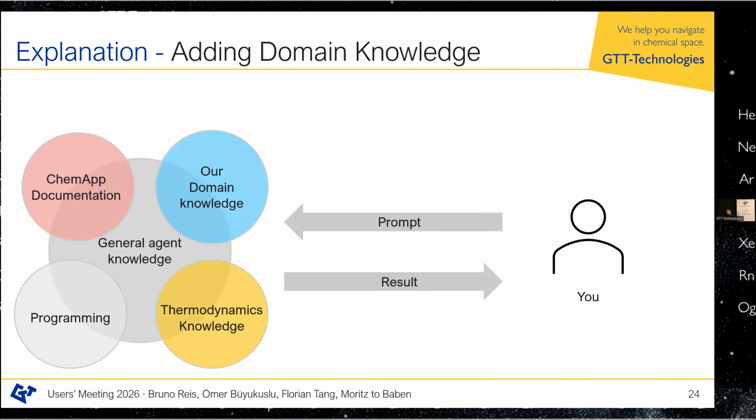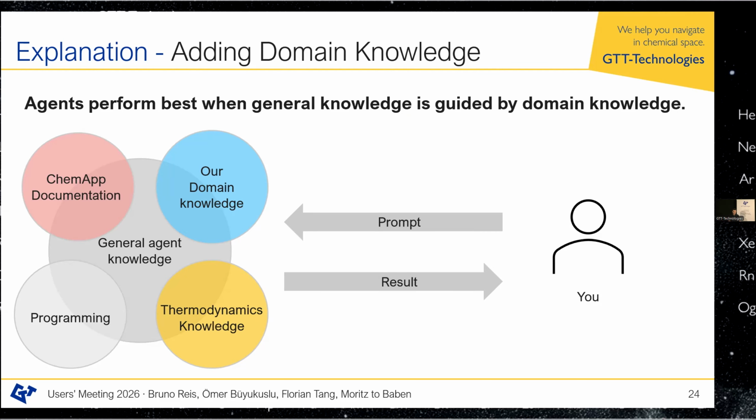We seek for some experienced people to ask very specific questions, as if I could ask Maurice, Philip, or Joao about a certain process. Or this can be also quite programmatically important, because if you work with ChemApp for Python, you know there are steps that need to be taken to perform a calculation. And that's why agents perform better when this general knowledge is guided by the domain knowledge.